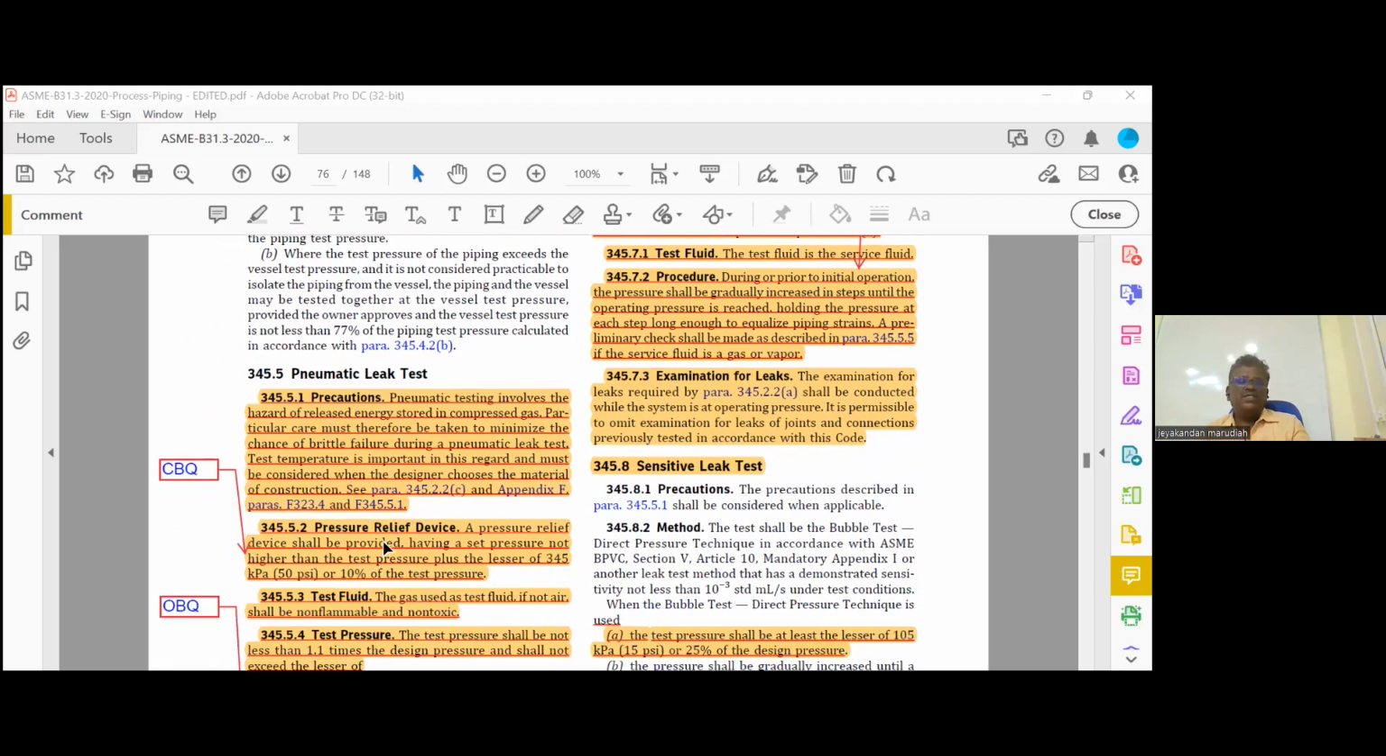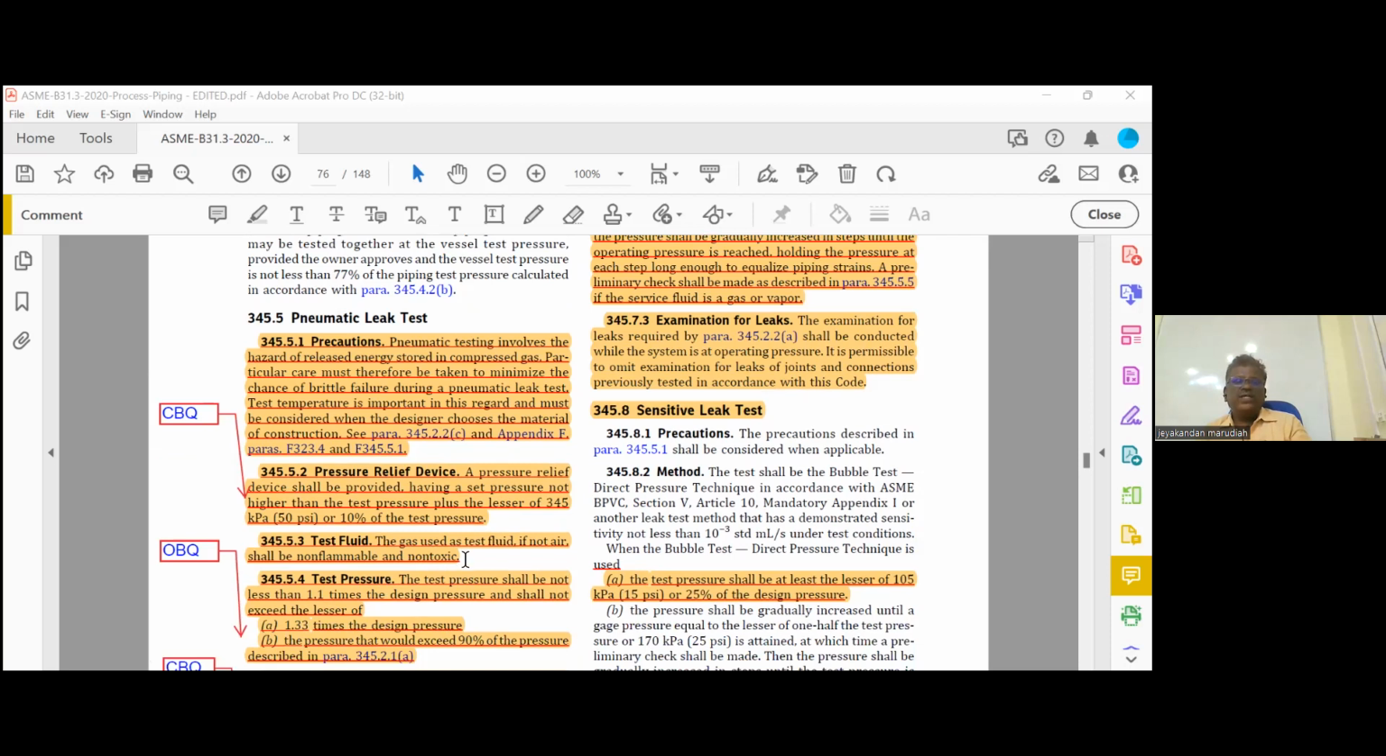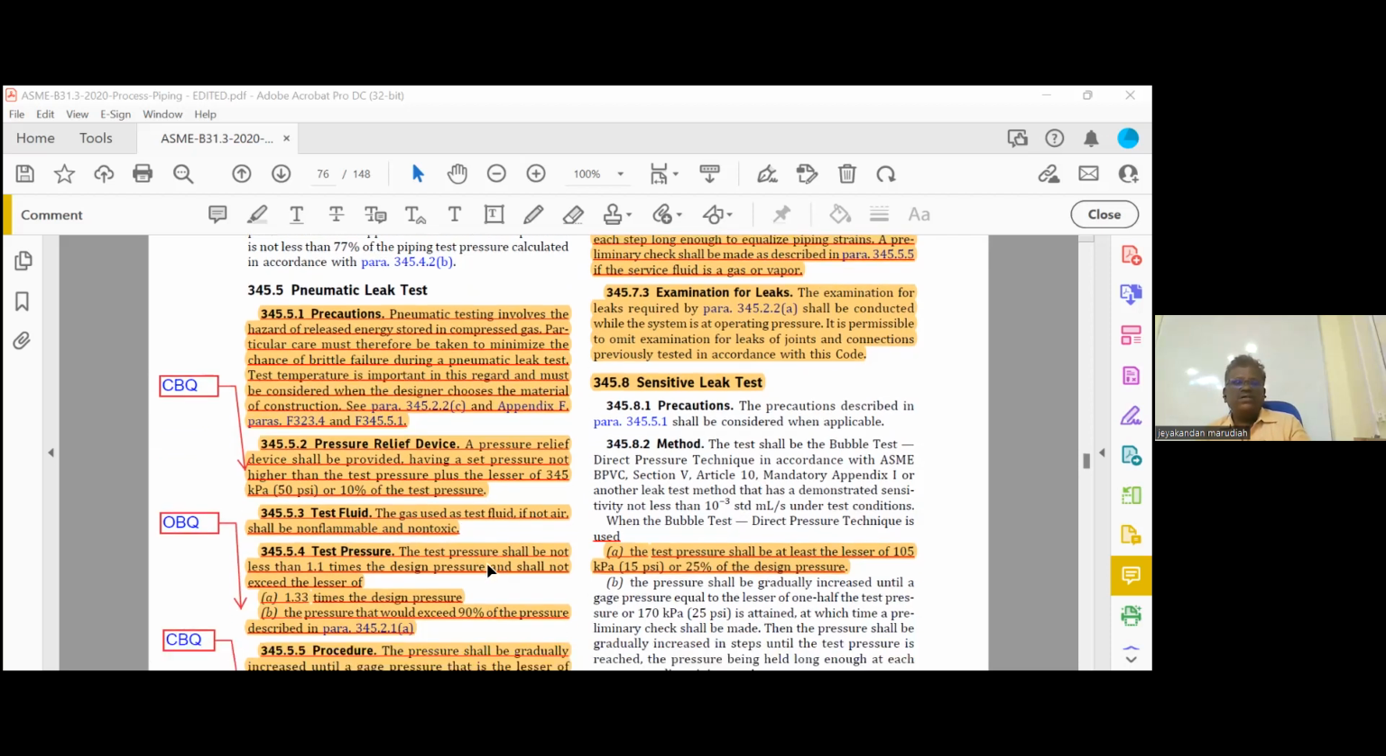Then the pressure relief device. This is a closed book question. A pressure relief device shall be provided having a set pressure not higher than the test pressure plus the lesser of 50 psi or 10%. That is important. Test fluid: the gas used, not air, shall be non-flammable and non-toxic. Highlight this one. And test pressure: the test pressure shall be not less than 1.1 times the design pressure and shall not exceed 1.33 times.